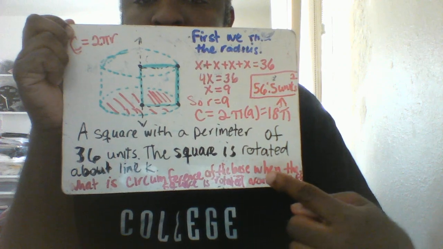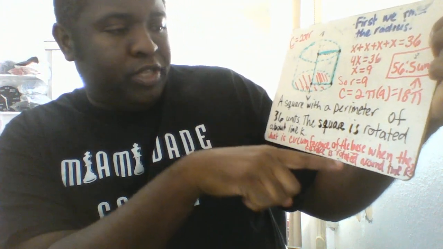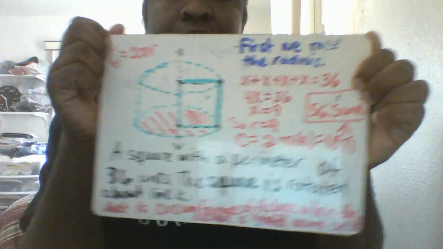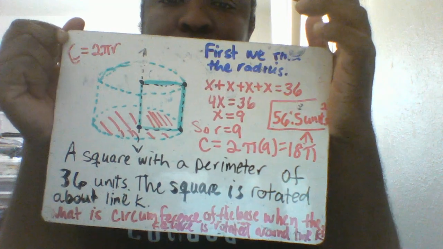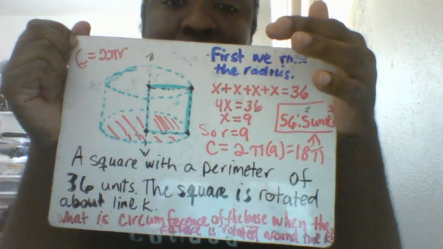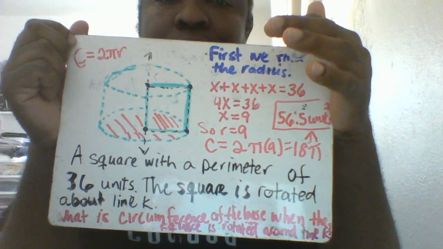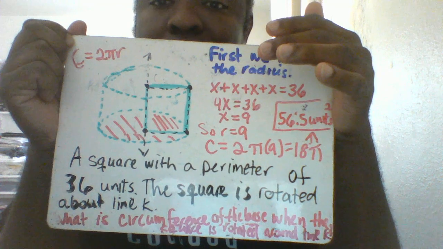What is the circumference of the base when the square is rotated around line K? Okay, so if we rotate that, first things first, we realize that it's a circle, which has a radius, right? And what other bit of information can we use? Well, it is a square, so all the sides are the same.